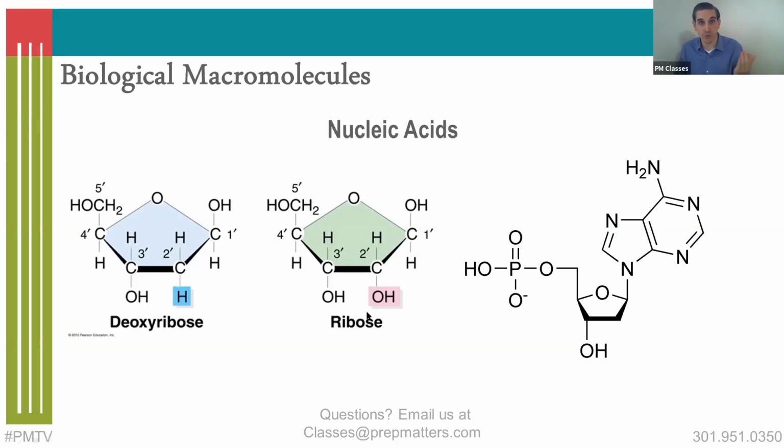Deoxyribonucleic acid. So deoxyribo is the D, and that is this sugar here. And then RNA, ribonucleic acid, it's just this one. So those actually also lend themselves to very different structures. DNA tends to be double-stranded, RNA single-stranded. We'll talk about that more next week.